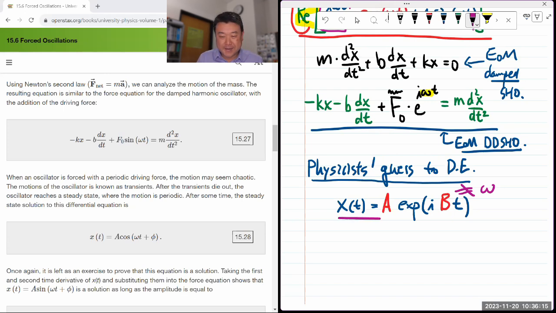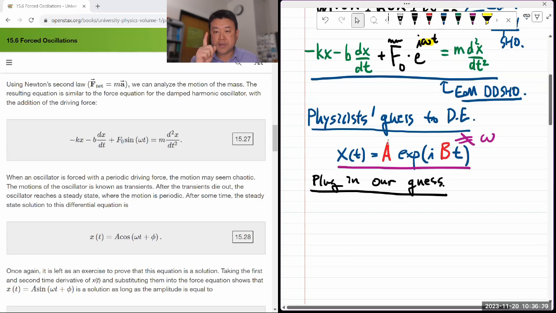So using this guess, we do the same thing that we do whenever we have a guess for a solution to a differential equation, and we are trying to see, is it a solution? We plug it in. So we are going to plug in our guess to that top equation. Let's do that.